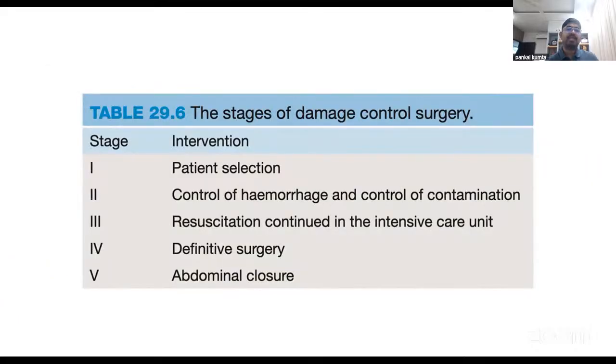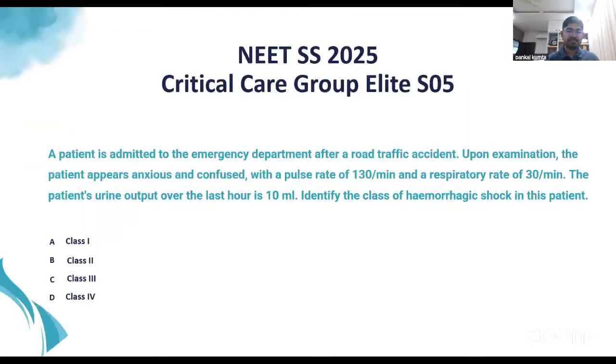So in damage control, you're always looking to identify the right patient, take appropriate control of hemorrhage, control the contamination, and continue resuscitation. It's a staged approach. Basically, you're breaking the surgery into parts. You're first controlling only the bleed, and then once the resuscitation has put the patient in a better state to tolerate it, you go ahead for a more definitive surgery and then closure.